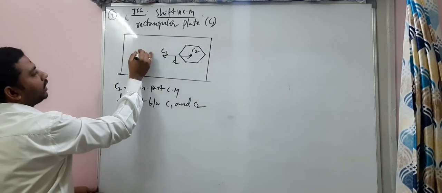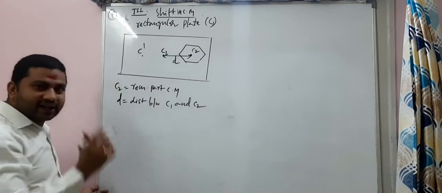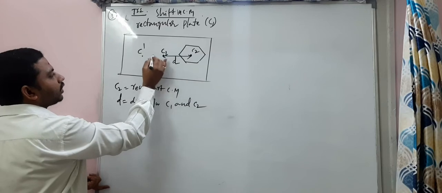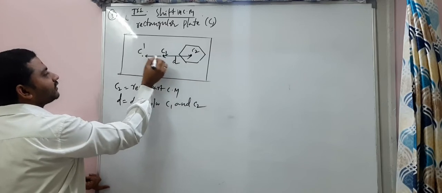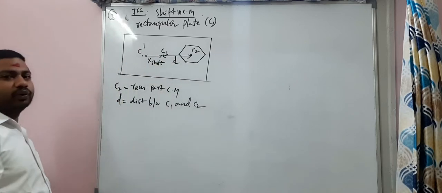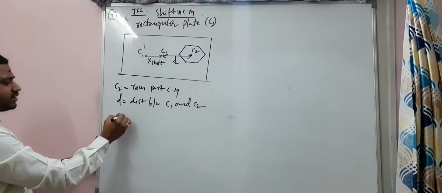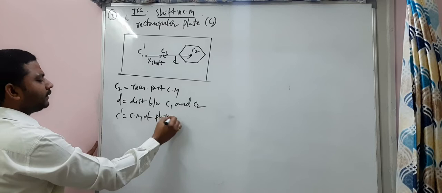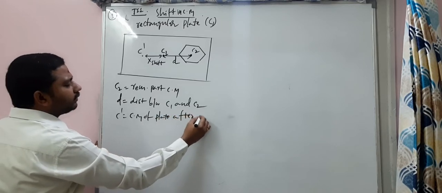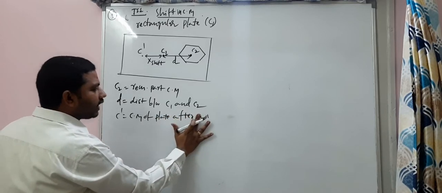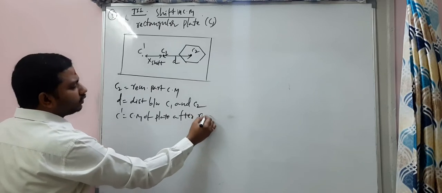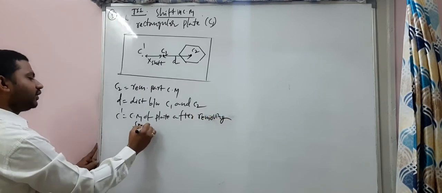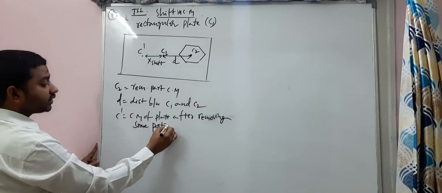So this is called C dash. What is that? C dash. This is called X shift. What is this called? This is X shift, from here to here after removing. I'm writing here: C dash is the center of mass of the plate after removing some part, after removing some portion, right?